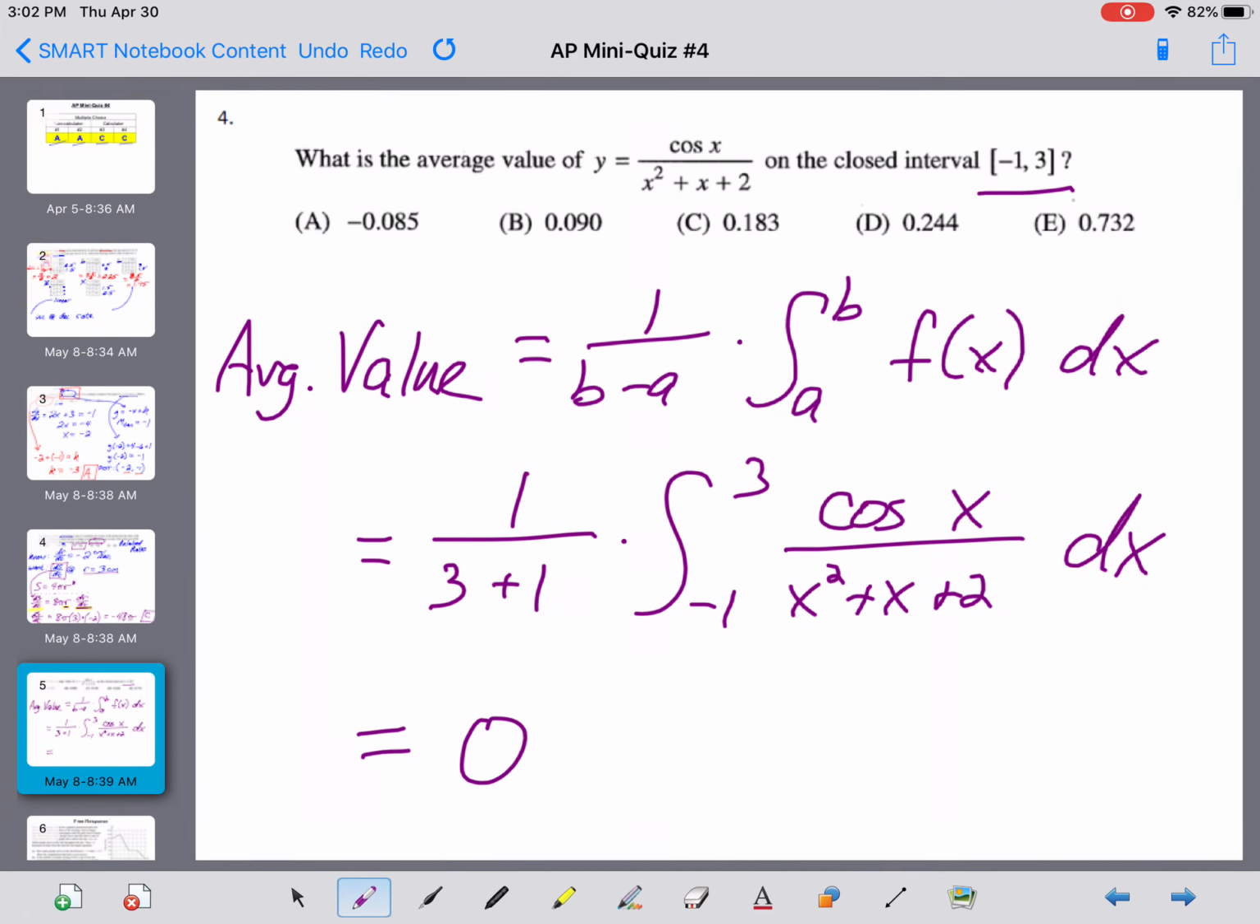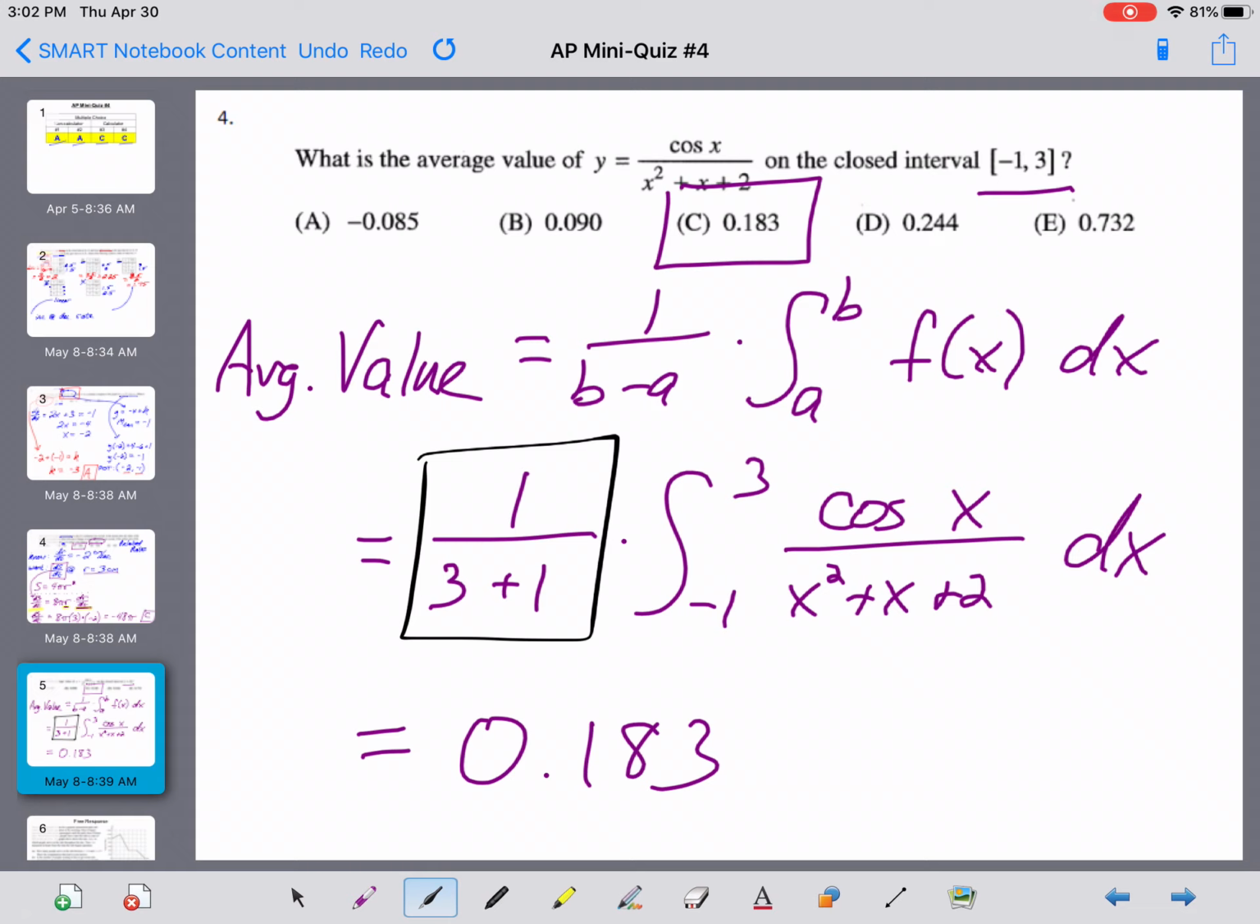All right, 0.183, and C is going to be the right answer. Now, I wouldn't be shocked at all, everybody, if this part right here was something that people forgot to put in their calculator. It wouldn't surprise me at all if you guys wrote it down on your paper, but then kind of got blinded by the light and only put the integral in there.